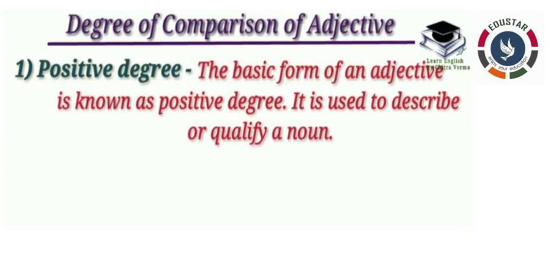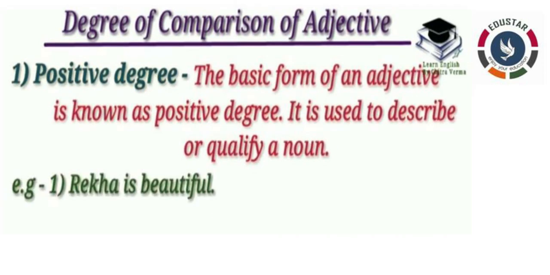For example, Rekha is beautiful. Rekha is beautiful. Which is a noun here? Rekha. And which is the adjective here? Beautiful. So, the adjective describes a noun or qualifies the noun and tells her that Rekha is beautiful. Here, Rekha is not compared with anyone. Can you understand what is a positive degree?